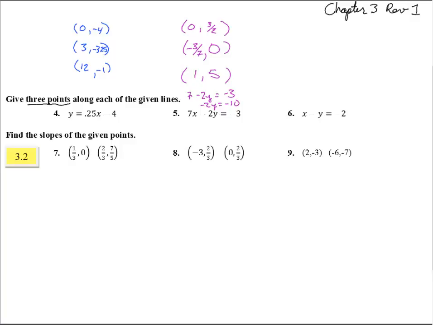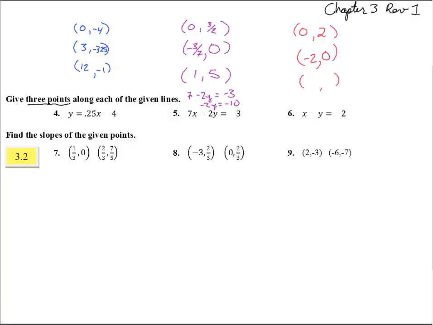Number 6. X minus y equals -2. I'm going to pick the easy ones again, go the easy route. If I pick 0 for x, then this guy's gone. -y equals -2. Divide by -1, and I get y equals 2. If I stick 0 in on the other side, to get that other intercept, the x-intercept, I get x equals -2.